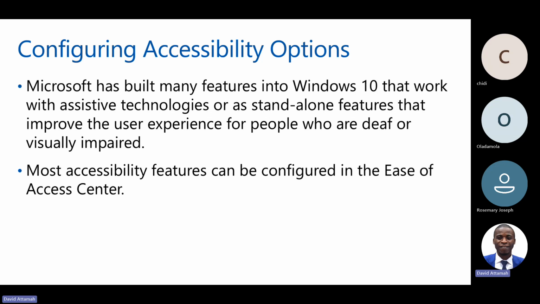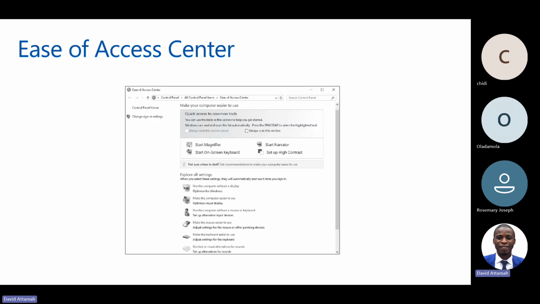So these options, the settings, can be made under the Ease of Access Center, under the Control Panel. As you can see here, there is start magnifier, start narrator, start on-screen keyboard. There is a feature called on-screen keyboard.